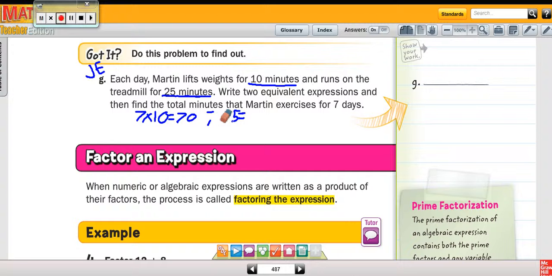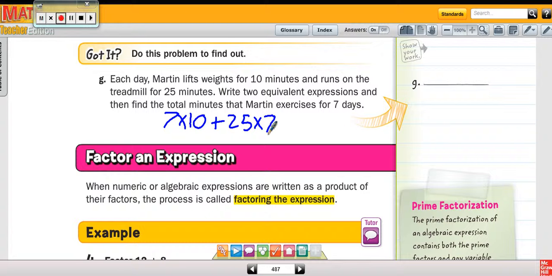Okay, so let's show that. Let's do it like this. Show me the 7 times 10, just the way you wrote it. Fine. I prefer not the multiplication sign, but it'll work. Okay. Plus, what's the other part? 25 times 7. Okay, so that would be one expression. How else could we show it?